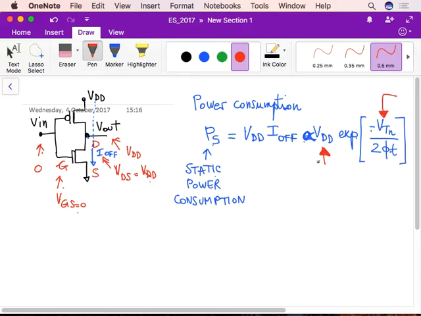Now, of course, historically, that is not the most important component of power consumption of a digital circuit. The most important component of the power consumption is what is called dynamic power consumption, which is the power consumption that you have when the logic gates switch. This is a point which is important from the historical point of view.